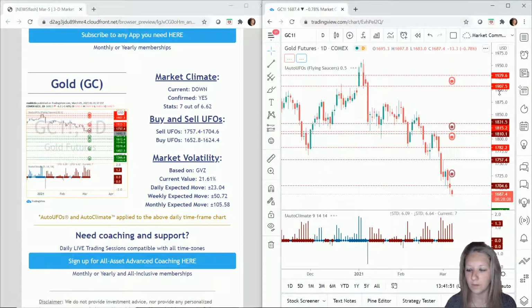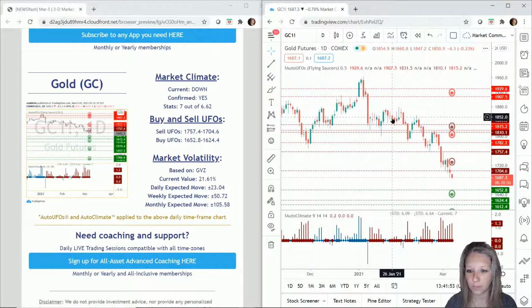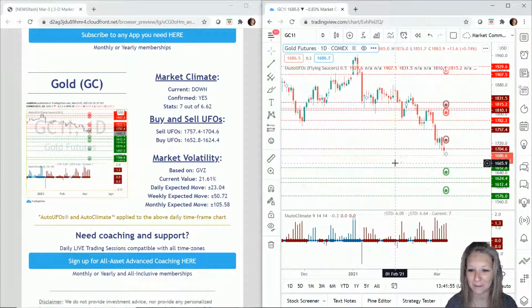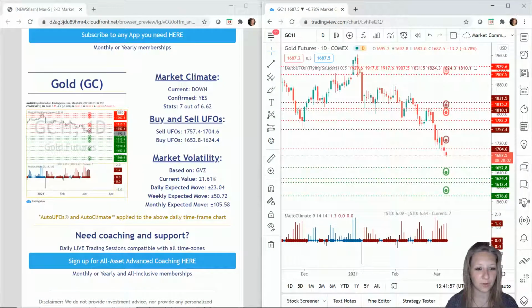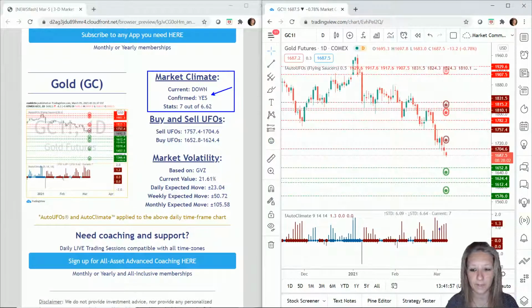There we are. So this is gold. Again, I'm just going to squidge it a little bit so we can see everything we need to see. There we are. Okay, so when it comes to gold, we have a confirmed downwards climate. That's what we see here. Thick red dot. So again, confirmed downwards climate, probability to the downside.